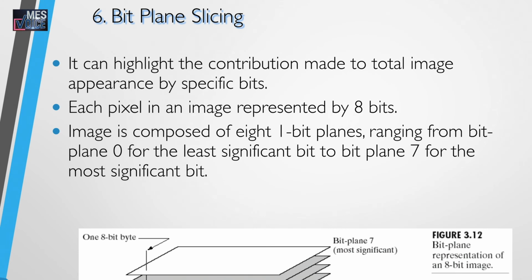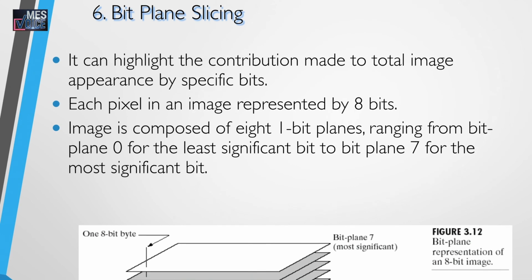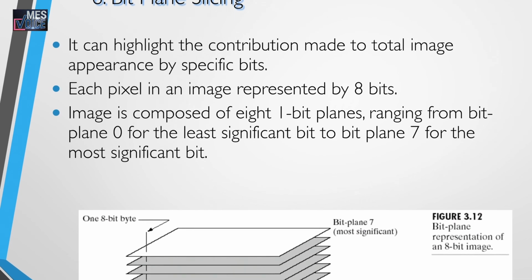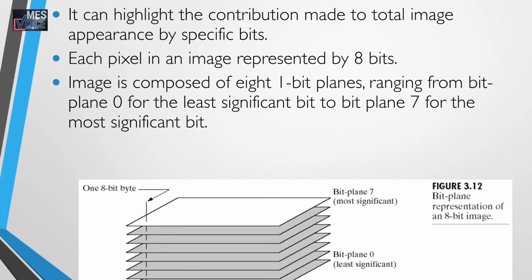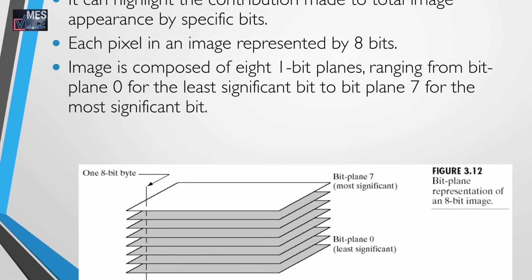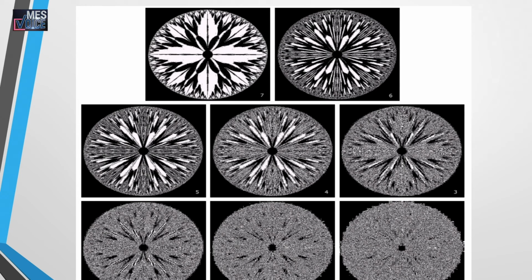And the last technique is bit plane slicing. It can highlight the contribution made to total image appearance by specific bits. Each pixel in an image is represented by 8 bits. The image is composed of 8 1-bit planes, ranging from bit plane 0 for the least significant bit to bit plane 7 for the most significant bit. And an example of bit plane slicing is given in the figure.